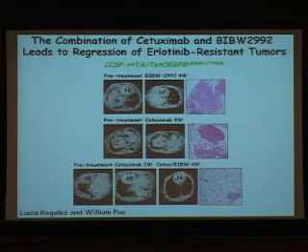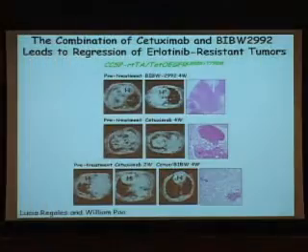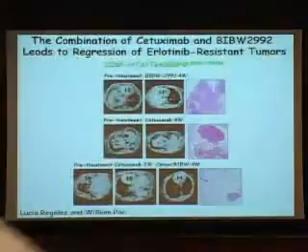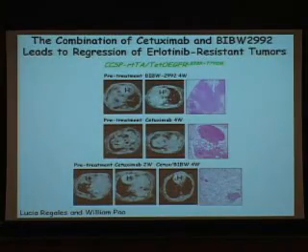And so some of the experiments that we're currently doing are to take these mice that have responded to cetuximab plus BIBW, and we are now treating them long-term to see whether drug resistance emerges with the combination of cetuximab plus BIBW. The best thing would be that drug resistance does not emerge.